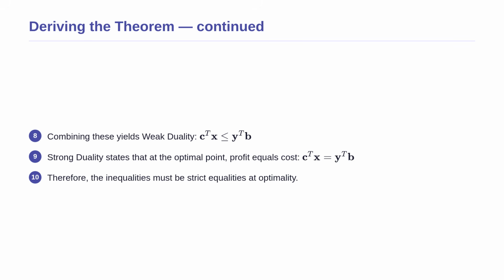However, the strong duality theorem takes this intuition one step further for the final optimal solution. It states that at the absolute best, optimal point, the maximum possible profit exactly equals the minimum possible cost. There is absolutely no gap between the ceiling and the floor at optimality. This perfect equality is the crucial foundation required for our next and final step.